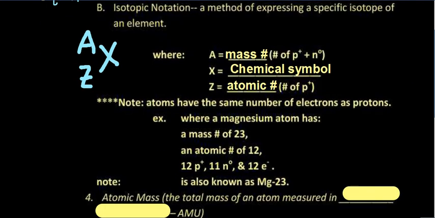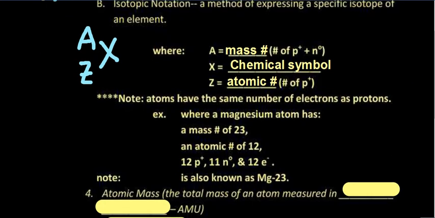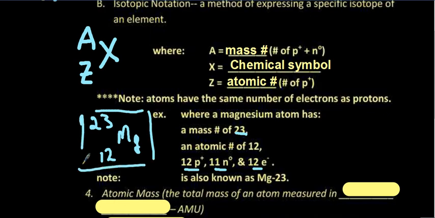So let's try this with these examples down here. When a magnesium atom has a mass of 23 and an atomic number of 12, it's going to have 12 protons, 11 neutrons, and 12 electrons. So what are we going to have? Well, the mass number is 23, so the 23 is going to go up top. It is magnesium. Magnesium has the chemical symbol Mg, and then it also has 12 protons. And this is the isotopic notation for magnesium-23.